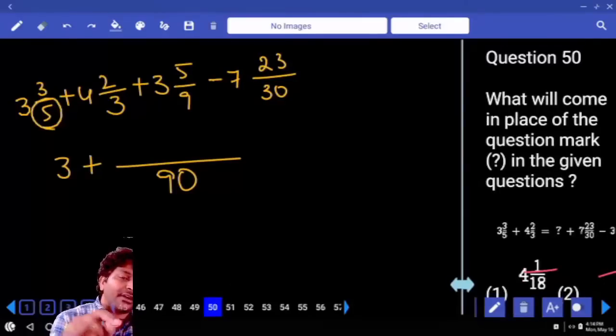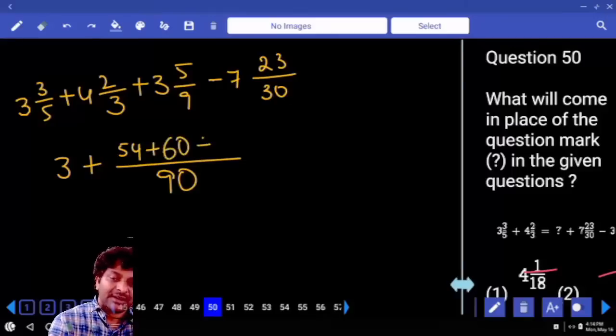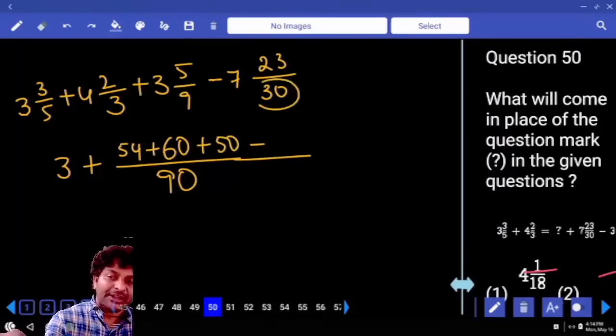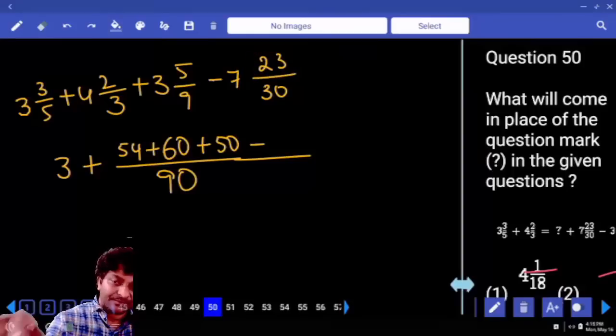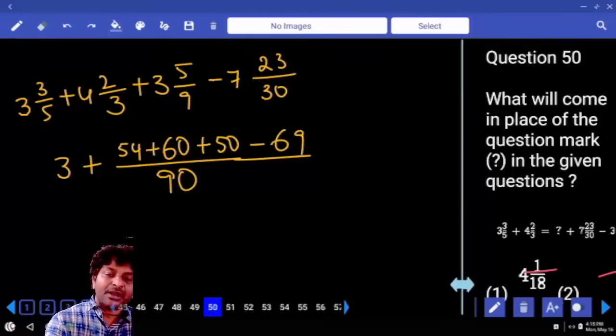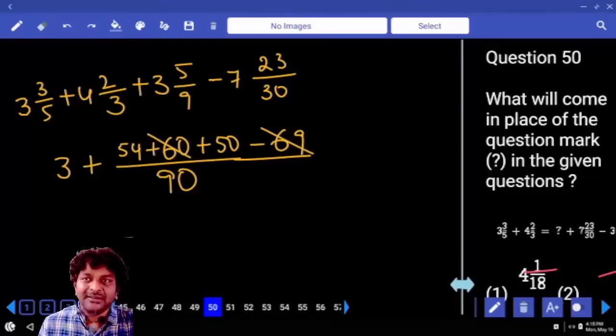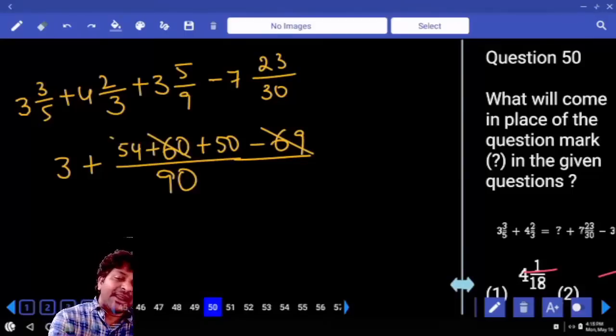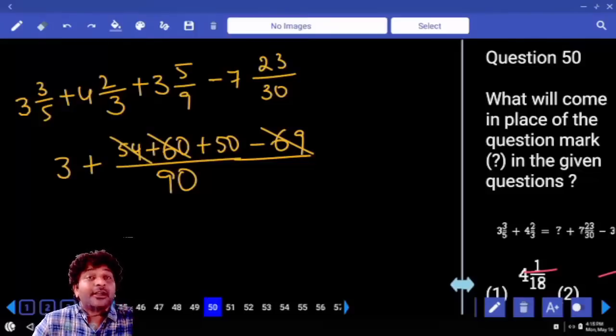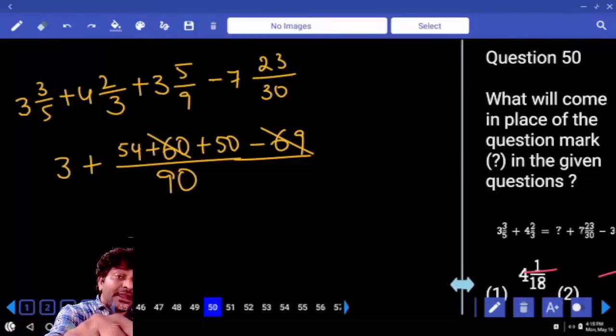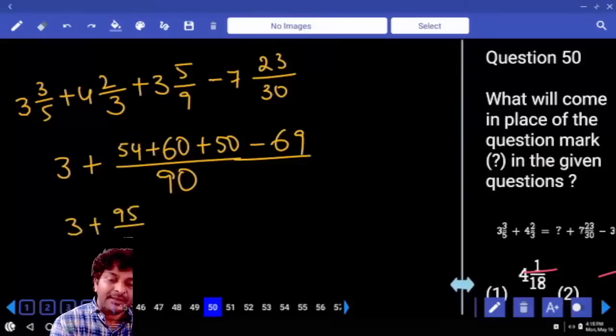Come on. 5 how many times? 18 times 3 is 54. Plus, 3 how many times is 90? 30 times 3 is 90, so 3 times 30 is 90, sorry, 3 into 30 is 90, then 3 into 20 is 60. 9, 10 times, 10 into 5 is 50. 30, how many times? 3 into 23 is 69. Positive 60 minus 69, the 60 gets cancelled. How much more do we subtract? Subtract 9 from 54. 45 plus 50 is 95, so 95 by 90.